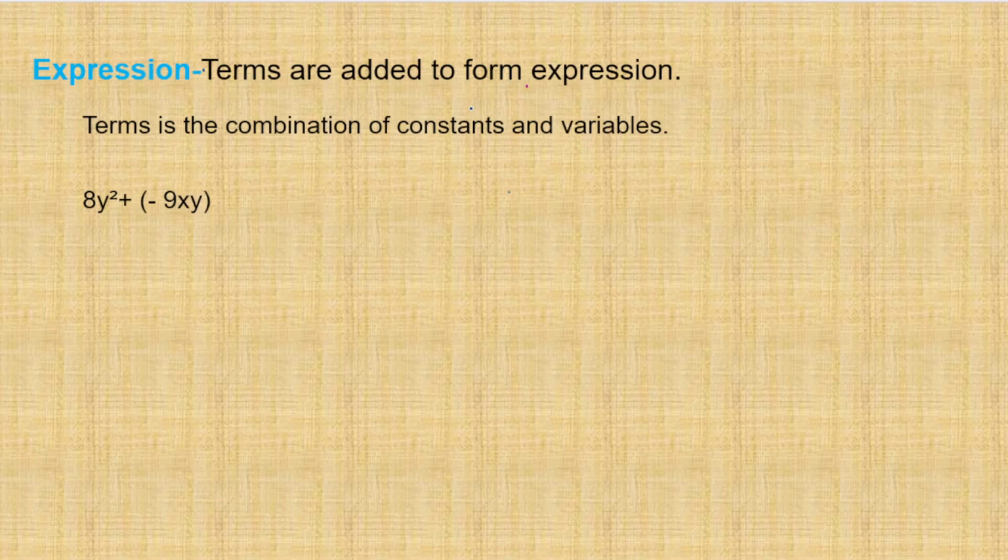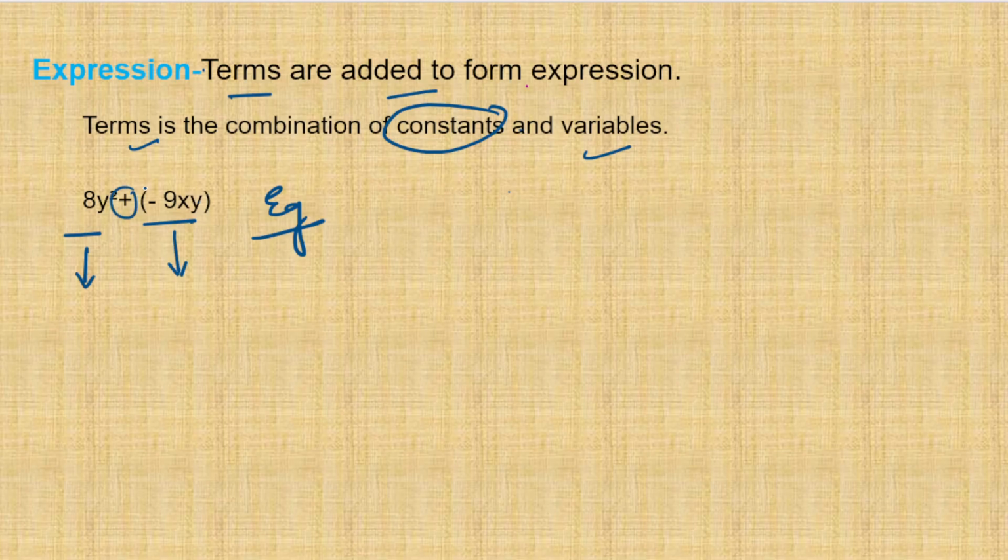What are expressions? Generally, terms are added to form the expressions. And what are the terms? A term is the combination of constants and variables. You can see from the example given, 8y square is your term, minus 9xy is your term, and both the terms are added to form the expression. Here 8 is your constant, y is your variable. So terms are added to form the expressions, and a term is the combination of constants and variables.